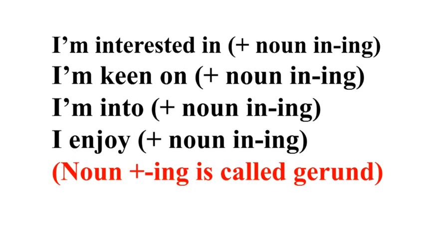So this is a little bit of grammar, but it's really not that hard. So imagine saying I'm interested in. Then comes the noun, and the noun ends in ing. I'm interested in swimming, because swim is the verb, okay? And swimming is a noun. Noun plus ing is called gerund. So I'm keen on working alone. I'm into playing sports every day. I enjoy working from home.